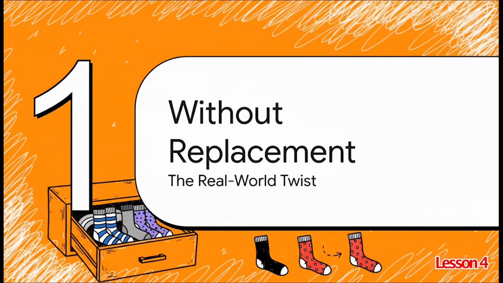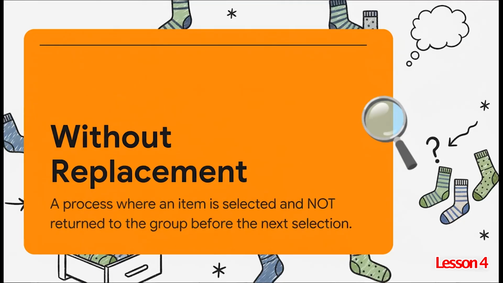Now, in previous examples, we've done with replacement. Now we're doing without. And this is kind of how things really work. You don't usually pick a sock, then put it back in, and then pick another sock. Without replacement is when you pick something, you make an event happen, and then you do not return it before your second selection. You do not return the thing you pick out of that drawer.